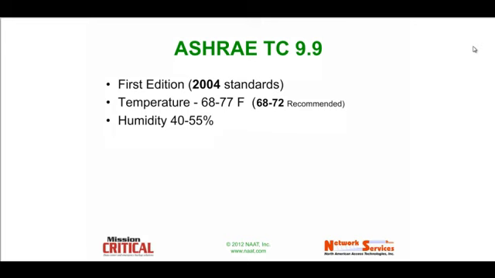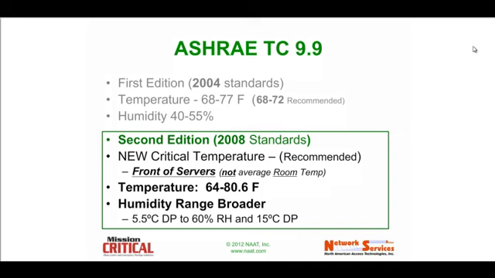TC 9.9 was replaced in 2008 with the second edition. Now, the first one in 2004 was the first edition. And a couple of changes took place there. The temperature broadened slightly out to 80.6 Fahrenheit. But more importantly, the place where we measured the temperature, which was typically in the room, was now focused on the fact that our servers were really the critical issue, meaning all the IT gear, not just necessarily servers. And we needed to take the intake temperature of the equipment rather than the average room temperature.